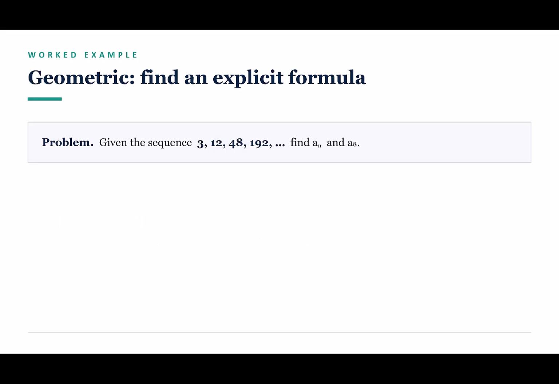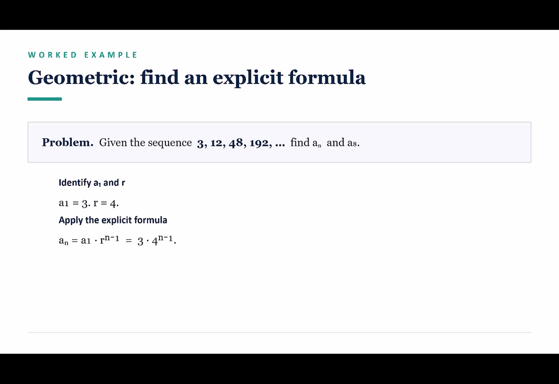Let's try that with the geometric formula. This time we have the sequence 3, 12, 48, 192, and we want to find a sub n and a sub 8. We can see that a1 is 3. If we look from term to term, you can see that we're multiplying by 4. Now we'll apply the explicit formula. That says a sub n is a1 times r to the n minus 1, or in our case, 3 times 4 to the n minus 1.